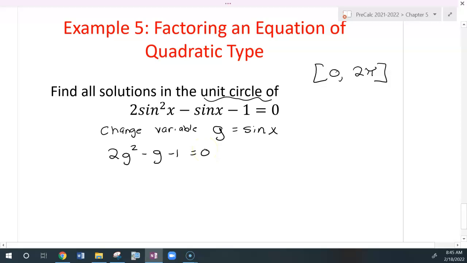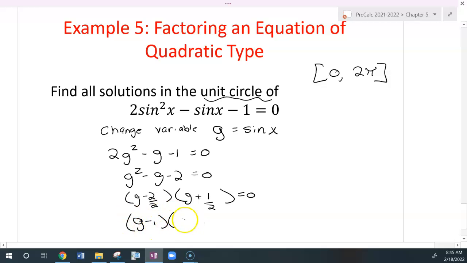That looks just like the polynomials we factored back in chapter 2. So let's factor this with slip and slide. I'm going to slip my 2, so I have g squared minus g minus 2 equals 0. Factor. G minus 2, g plus 1 equals 0. Now I've got to undo what I did, so I'm going to slide my 2. And I get g minus 1 times 2g plus 1.